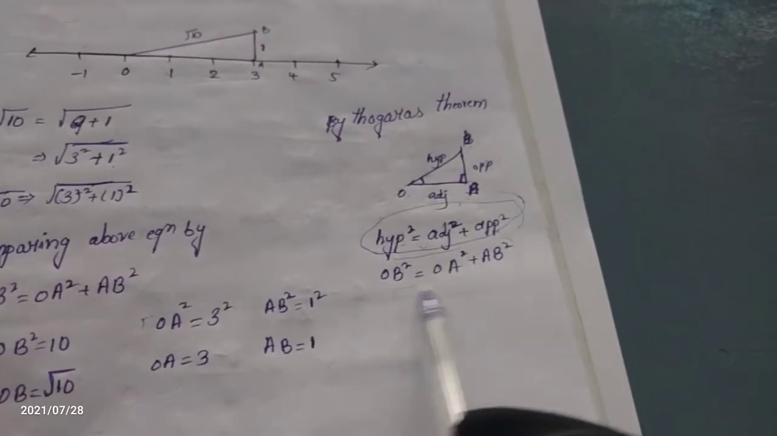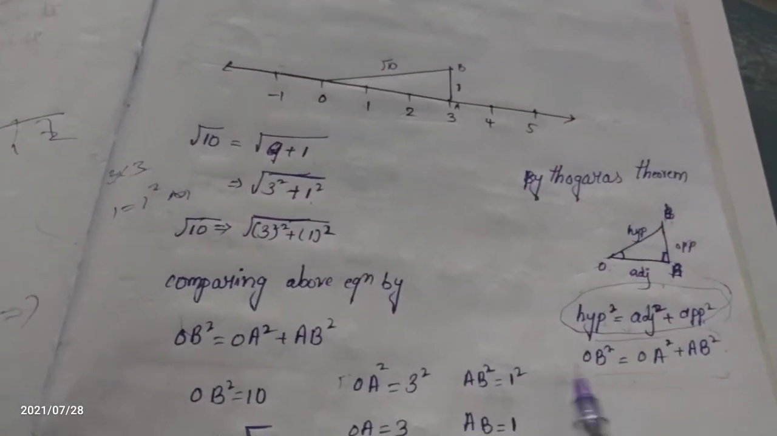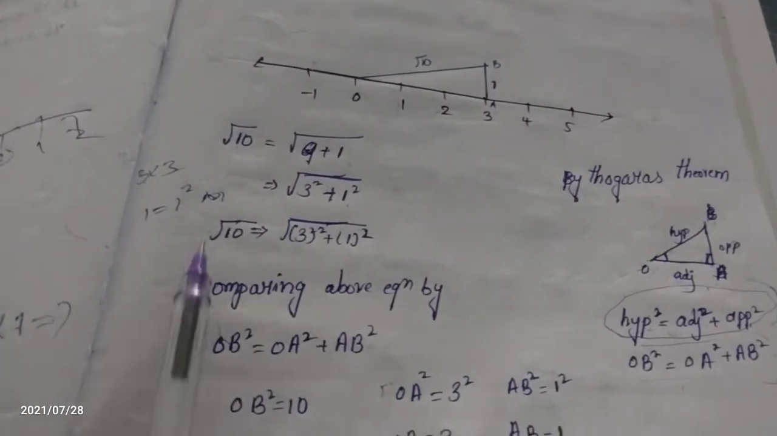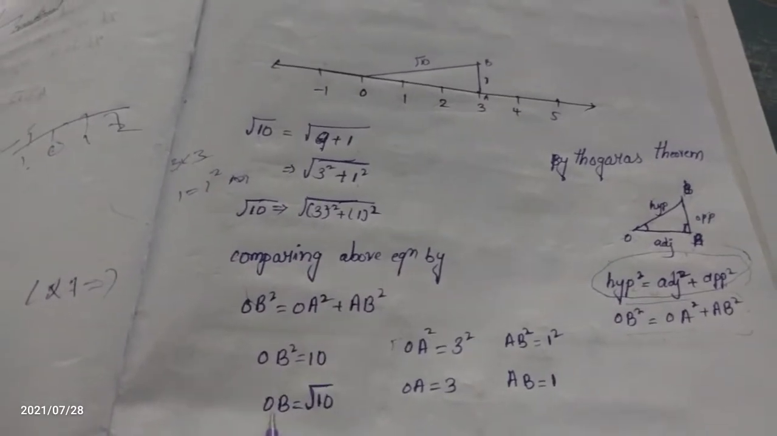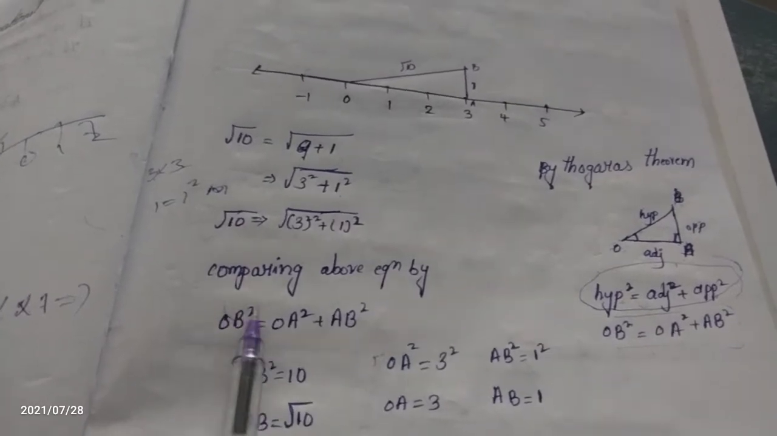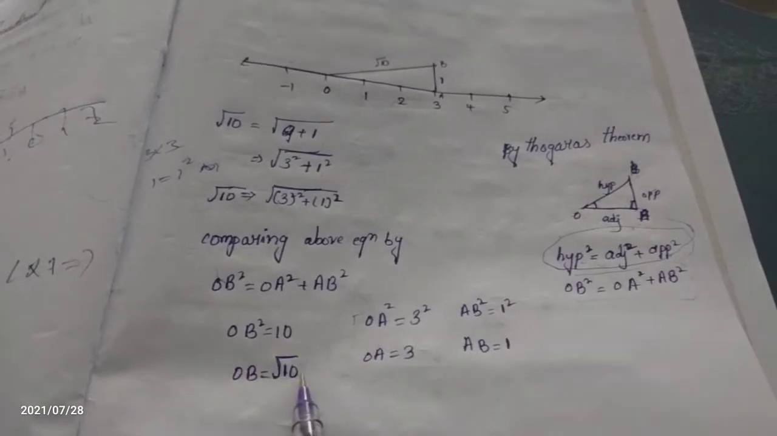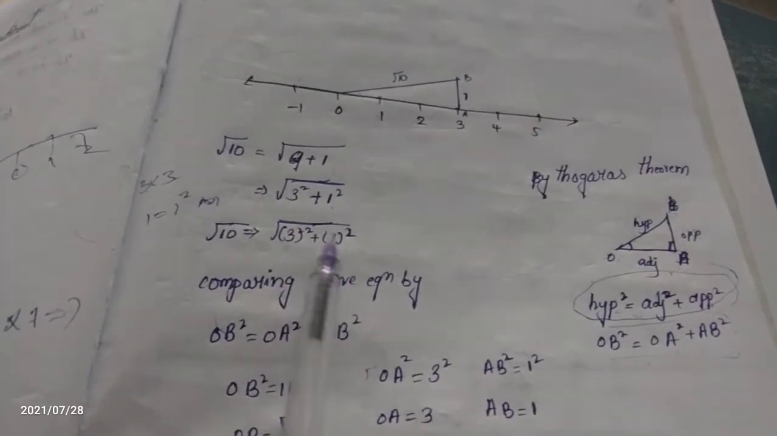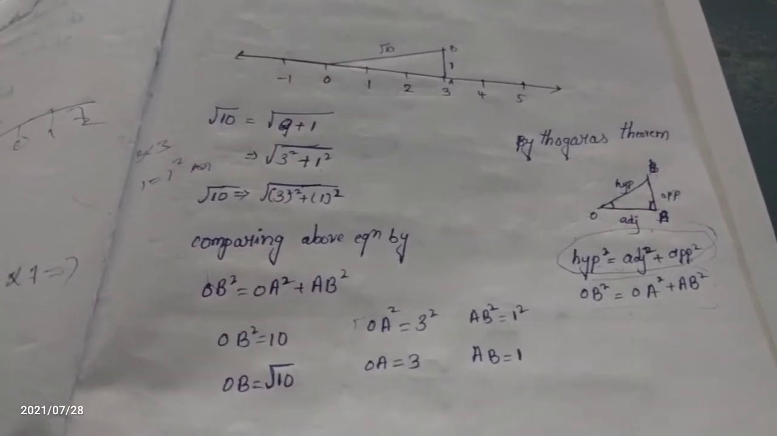From this formula we get these values. Whatever is given in the question, you have to compare with this equation. In place of OB, what is OB? Here it is root 10. OB square is 10. OB is root 10. After removing the square, we get root 10. Compare it. AB square means 3 square. OB square means 3 square. And what is that?